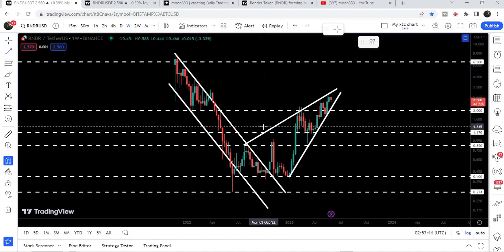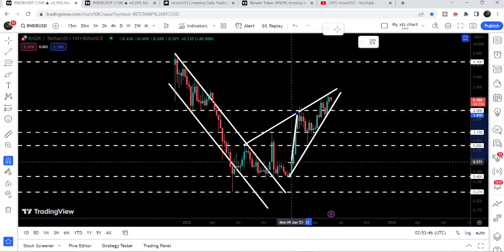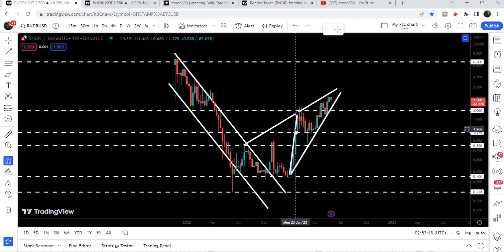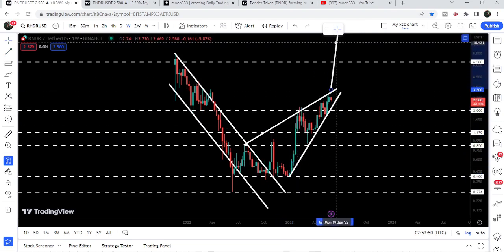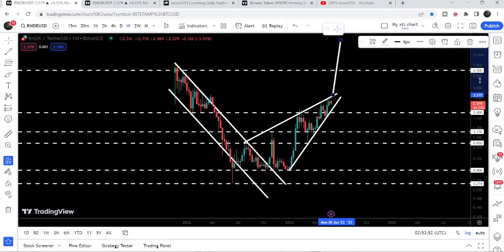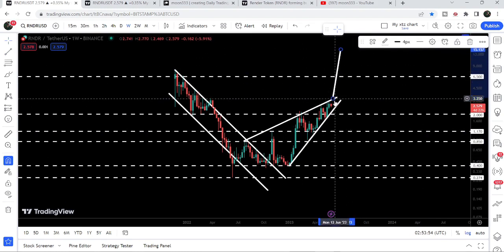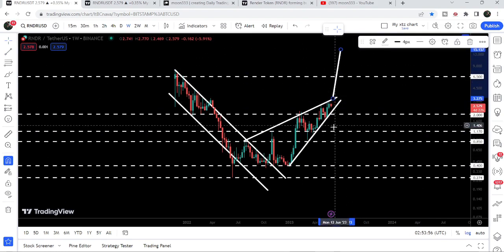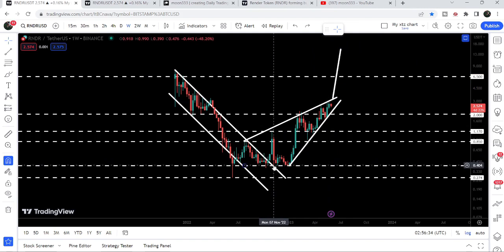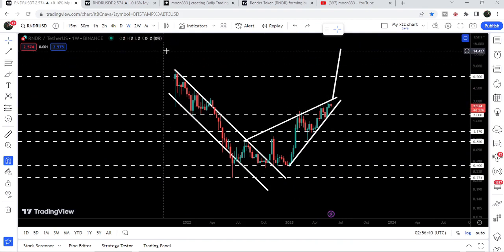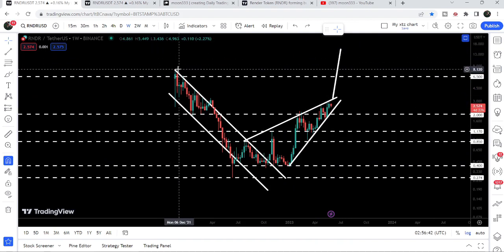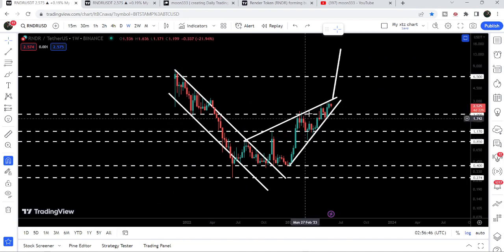Now, for example, if Render token will break out the resistance of this rising wedge pattern, in that situation, the target to the upside can be here. That will be approximately at $15. And in case of breaking down, the target to the downside can be here at the bottom of the wedge. That will be approximately at 40 cents. But we have already broken out a very big down channel, and the target for this down channel is here at the top of the channel, that is between $8 to $10, and that move is still due.